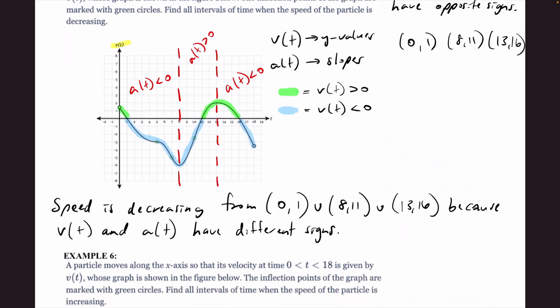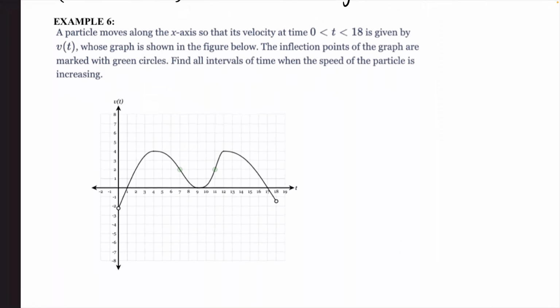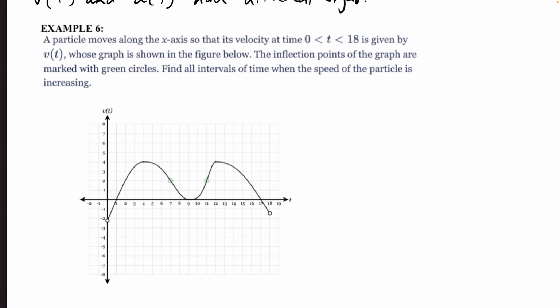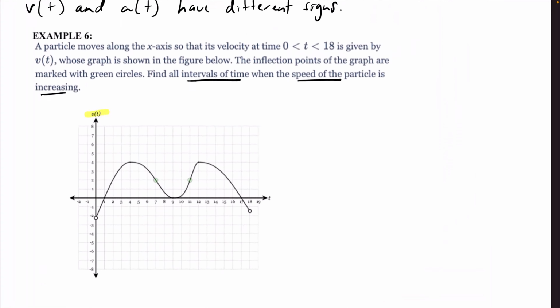Okay. Example 6, another graph. So what have they given us and what do we need to know? What are they asking us for? Velocity. It's velocity again, right? First derivative. They've given us the first derivative, and they want us to find intervals of time when the speed is increasing. So the opposite of the last question, right? So speed is increasing when velocity and acceleration are what? The same sign.